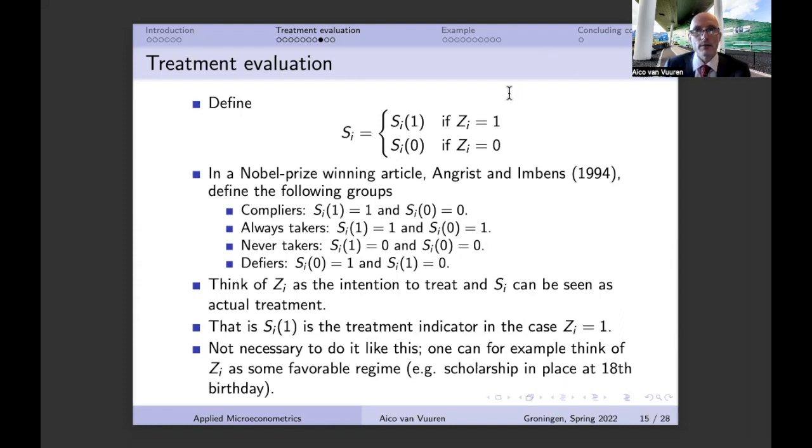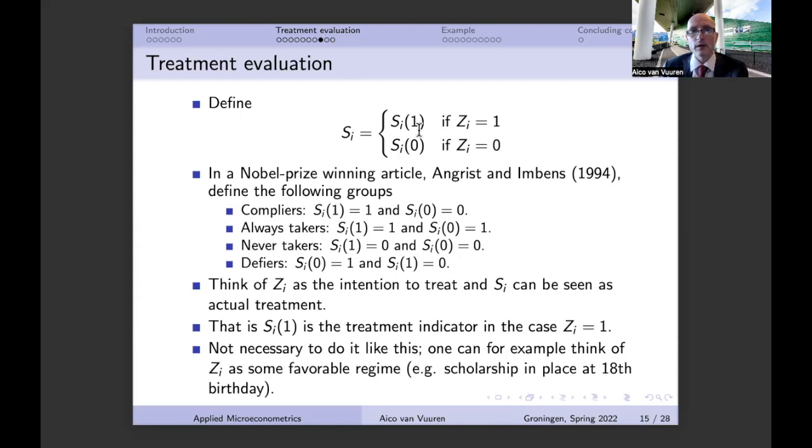In order to do that, I'm going to introduce an instrument, and again this instrument is going to be binary, so Zi could either be equal to 0 or 1. Remember that Si was our treatment variable, which is equal to 0 if you do not receive treatment, and 1 if you receive treatment. Then we're going to use the following definition: Si is equal to Si1 in the case that Zi is equal to 1, and equal to Si0 in the case that Zi is equal to 0.